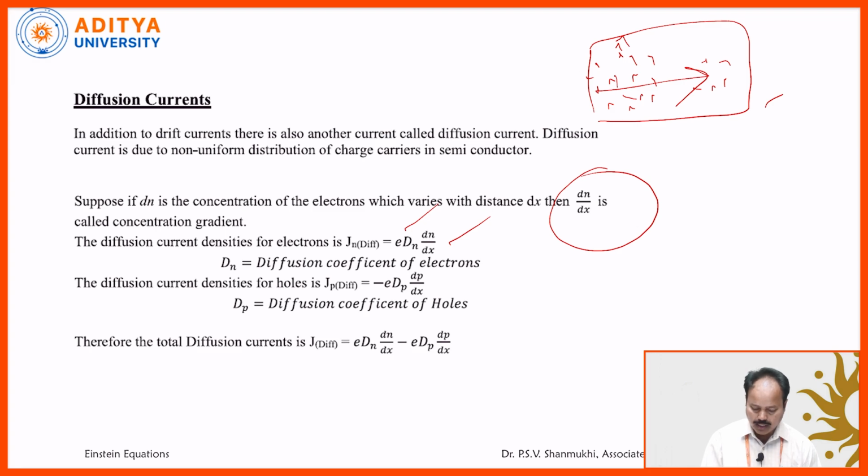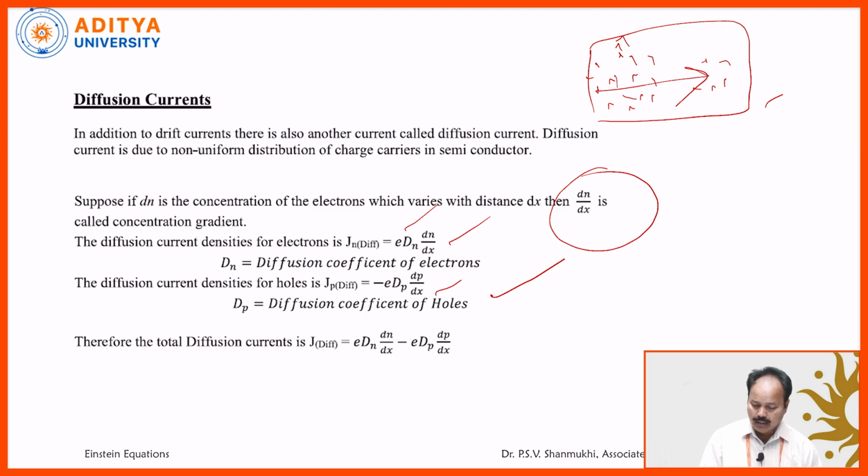Next, in the same way, in the case of holes, how do we write the diffusion current density? That is written as minus e Dp dp by dx, where capital Dp is the diffusion coefficient due to holes, p stands for holes, and dp by dx is the hole concentration gradient. They move from higher density to lower density, hence the minus e. Actually, in the case of electrons there is no negative sign, and in the case of holes there is a negative sign.